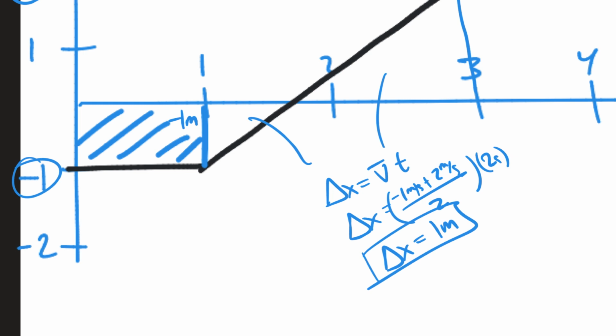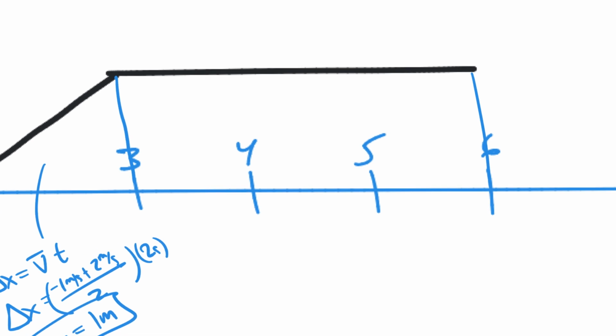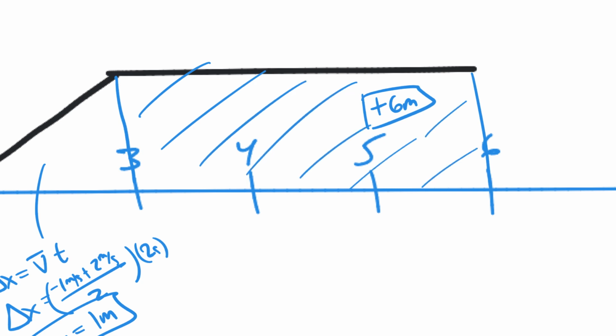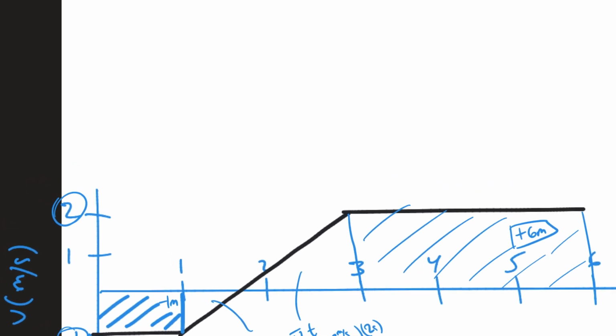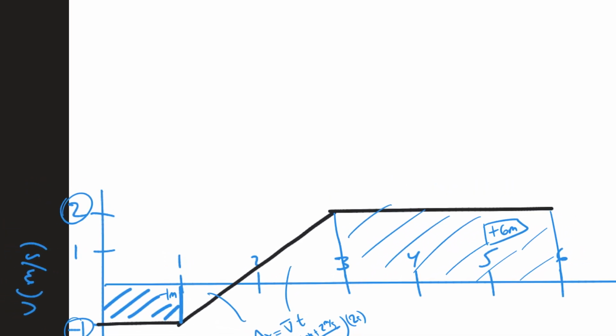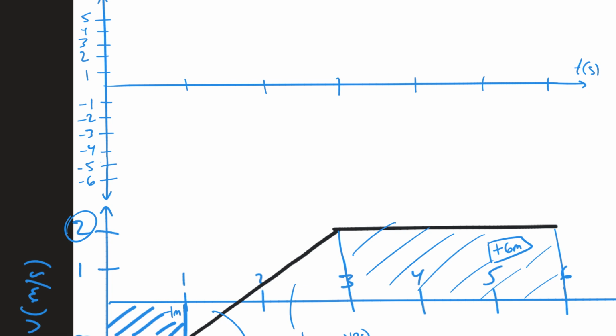Okay, and then over here for this big rectangle, I believe we have a height of 2 and we are 3 wide. So this is going to be a positive 6 meters for this whole area. Now that we have that, I haven't drawn my other axis yet. Let's do that. Let's go ahead and begin this. We're going to use our trusty dusty black, fairly thick so it will show up.